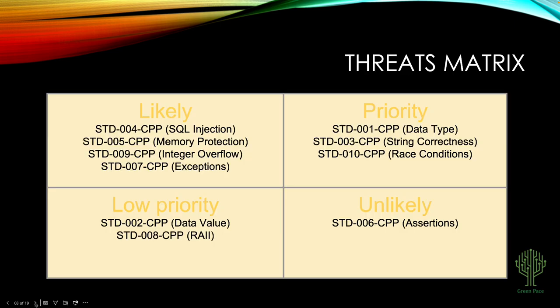The threat matrix helps us prioritize the coding standards based on their likelihood and severity. For example, SQL injection and memory protection are high priority because they're both common and severe if exploited. On the other hand, coding standards such as assertions are important, but they don't pose the same immediate risk, so they fall lower in priority. This matrix helps us focus our efforts where they'll have the greatest impact.